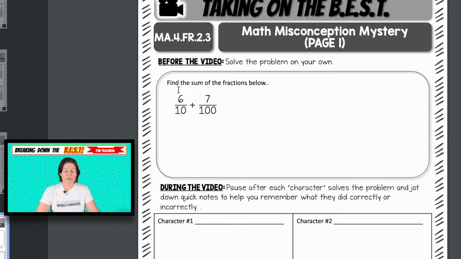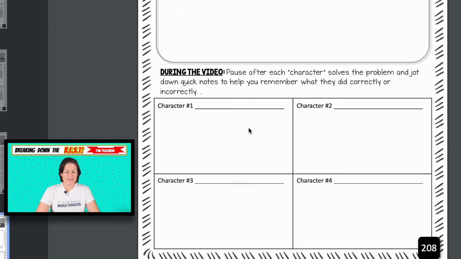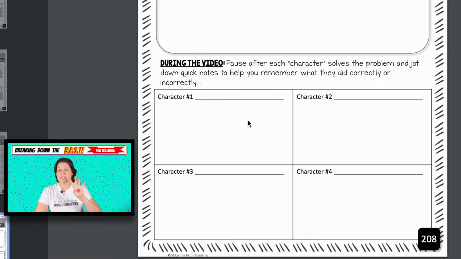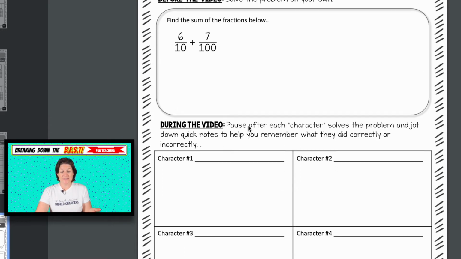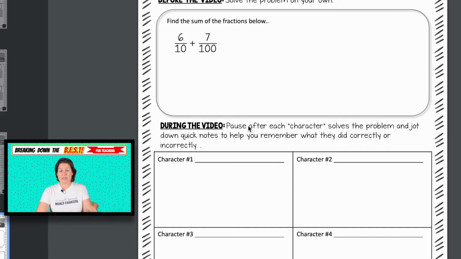The first step will be for students to solve this problem right here on their own. You can see we've got tenths, we've got hundredths, we're adding them together. And then they will press play to watch as 4 characters solve that same problem. Now these 4 characters are just me dressed up in silly costumes, and the thing is, 3 of the characters are going to make a mistake that students commonly make, and only 1 character will provide the correct answer.